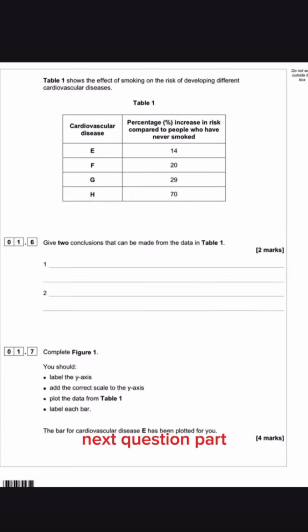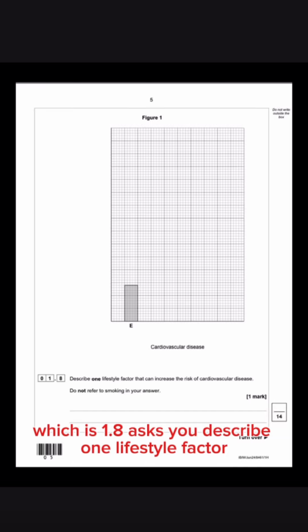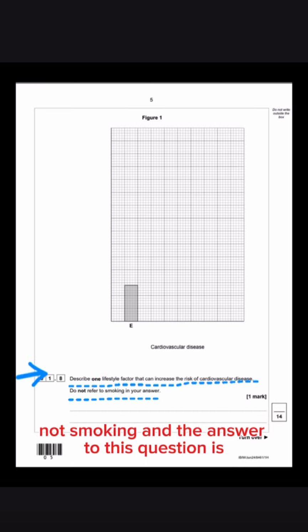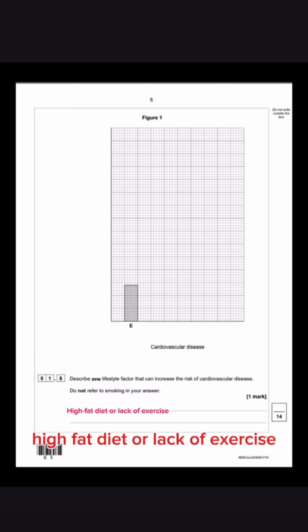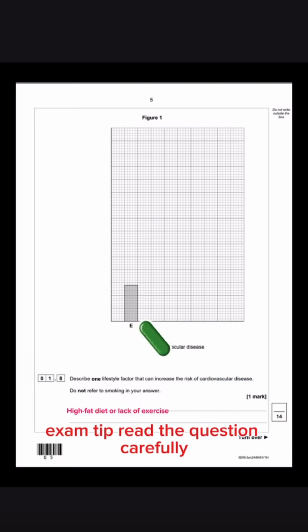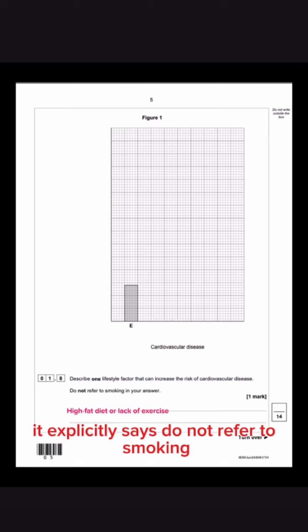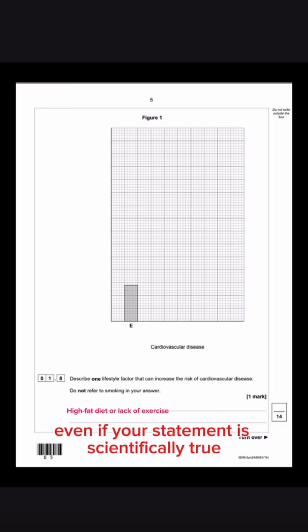Next question part, which is 1.8, asks you: describe one lifestyle factor, not smoking. The answer to this question is high-fat diet or lack of exercise. Exam tip: read the question carefully. It explicitly says do not refer to smoking. If you write smoking, you get 0 marks even if your statement is scientifically true.